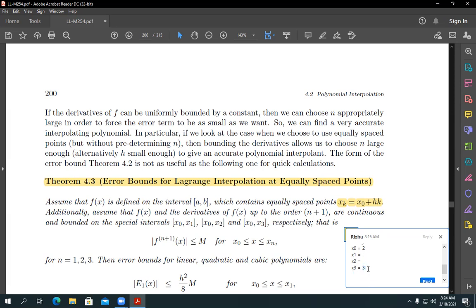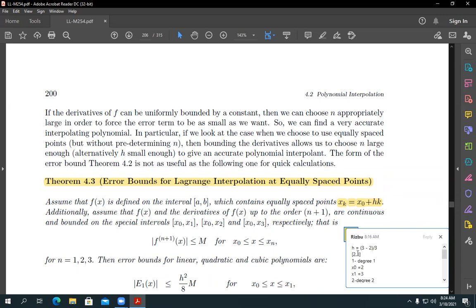Five. We need 5 points: x4, and this is right. We know the first point, because the interval is given as 2 and 3, so the first point is 2 and the final point is 3. The middle points we have to find out. And how to find the middle points?